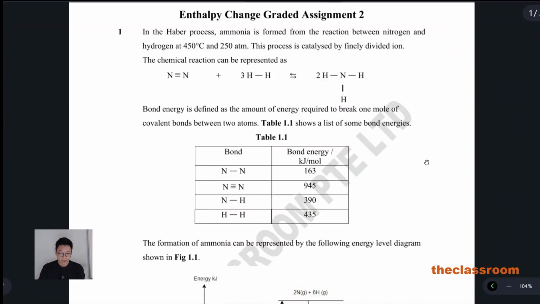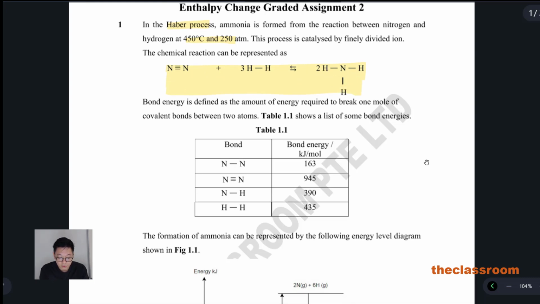So what I'm going to do right now is cover a different type of energy level diagram. It's not a sketching, all right? Here they give you a diagram and you're expected to answer the question. First, I'm going to run through the question with you. Here you're shown that in the Haber process, ammonia is formed, and you're given conditions and the balanced chemical equation here. I'm highlighting that in yellow.